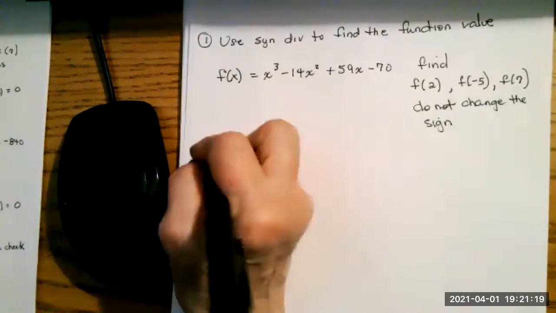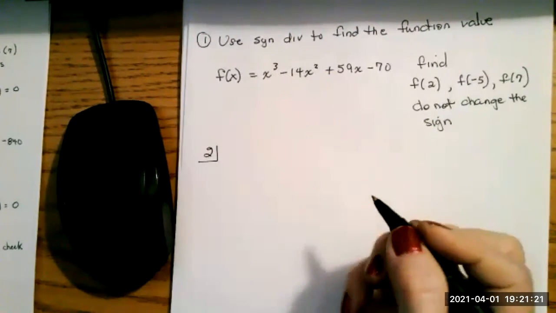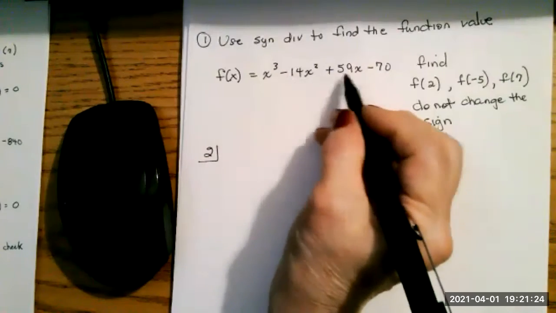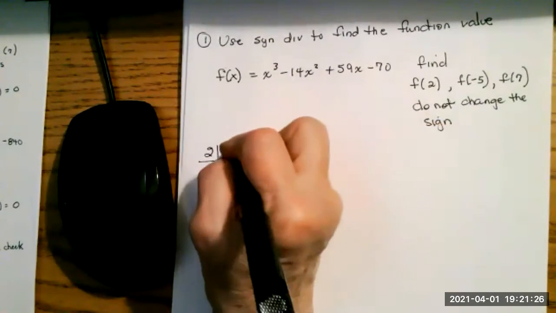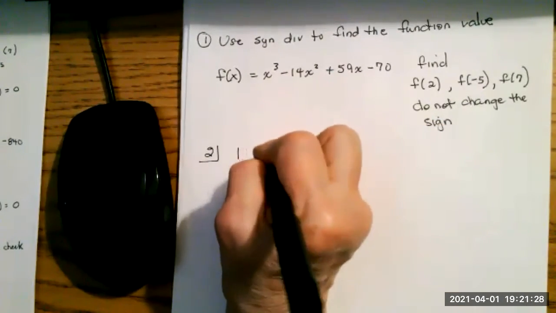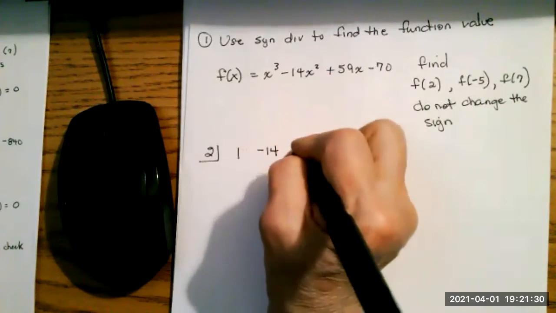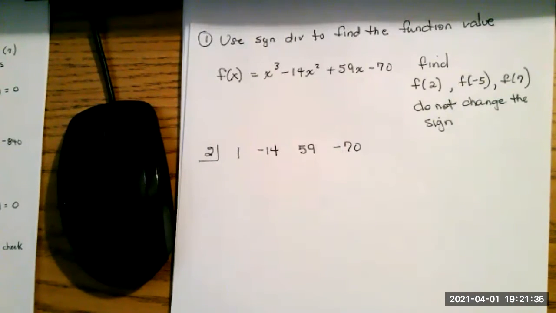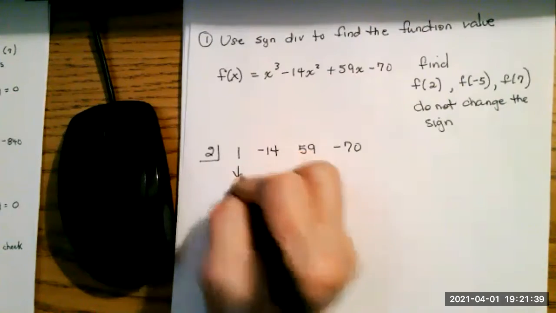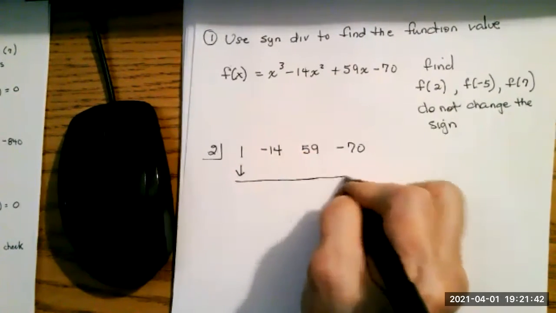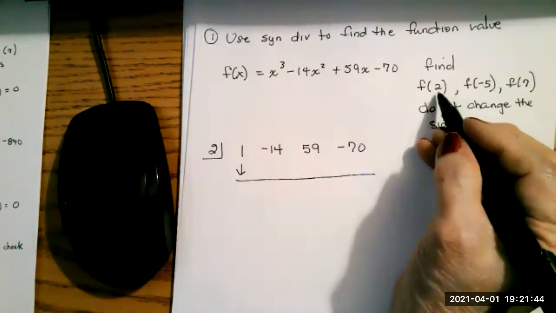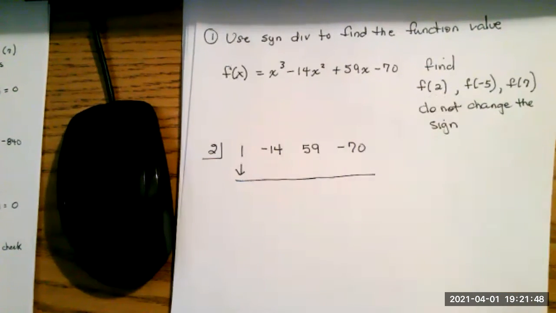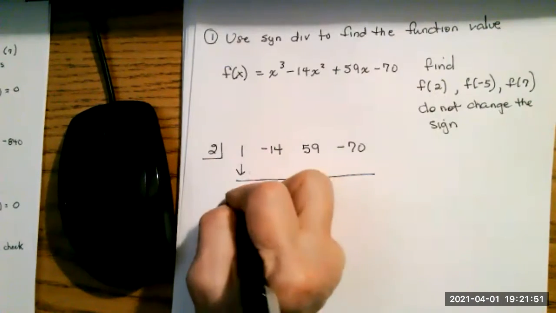So this time we aren't changing the sign. We're going to put the 2 in there. We're going to check to make sure there are no skipped values, and there aren't. 1x cubed minus 14x squared, 59x minus 70. Same process, no different. The only difference so far is that because they're asking us to find the value of the function at 2, we didn't change the sign. That's the only difference. Everything else is the same.